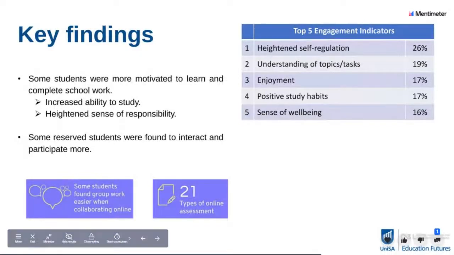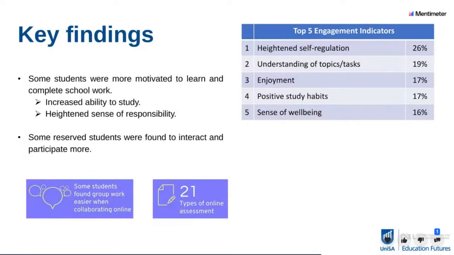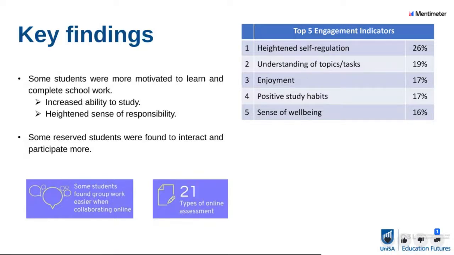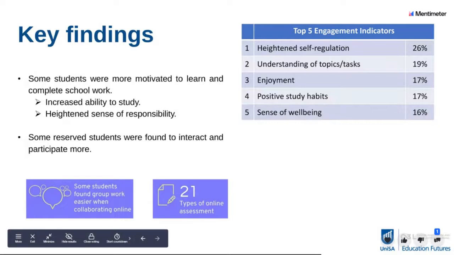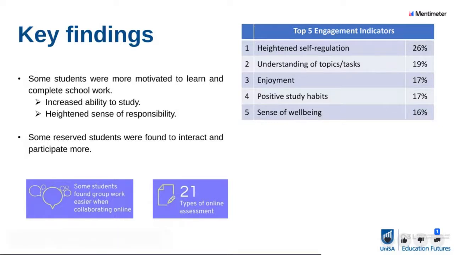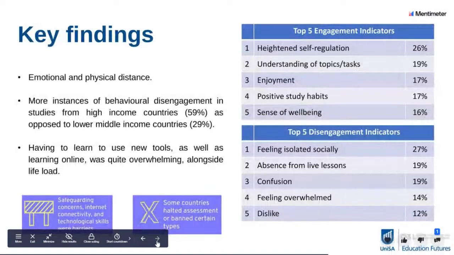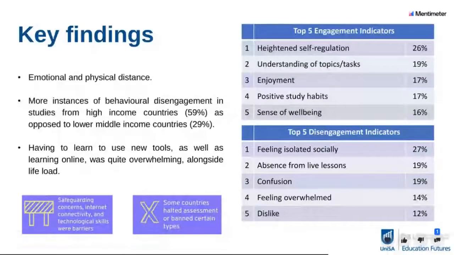Okay, we found key findings really interesting, though. I will just mention we found heightened self-regulation, understanding of topics and enjoyment. We found there was a case of some people who'd had issues with truancy or just not wanting to be engaged at school were actually starting to be engaged because they didn't have to physically be in the classroom. And we found that with parents as well. But also social disengagement was the highest disengagement indicator by far.